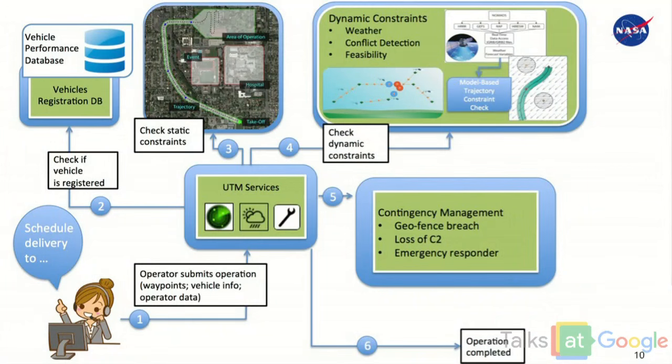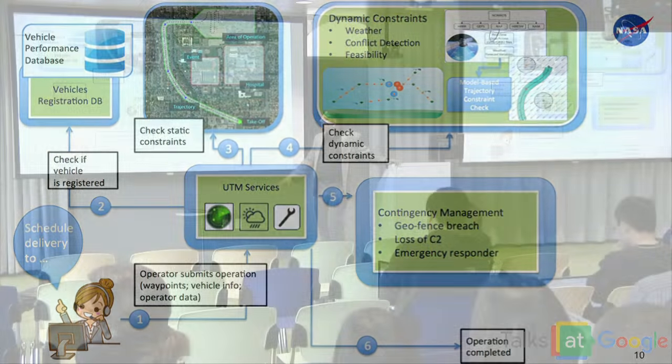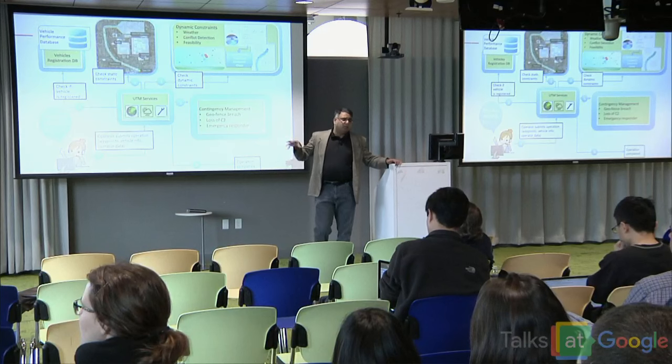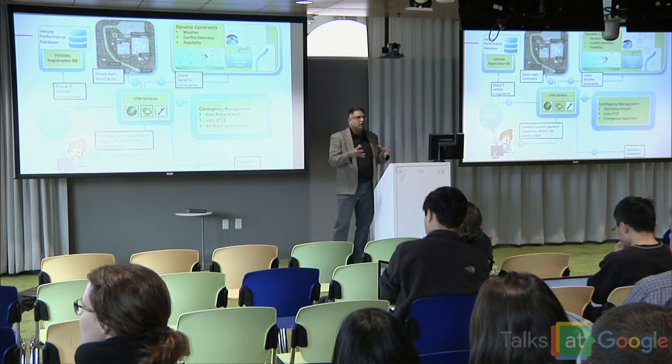This cartoon gives an idea of the different steps involved in submitting the flight plan, then checking through the UTM type of services. And these are, by the way, not monolithic services. A number of operators can have their own UTM type of services, and they can connect with each other. The operator will submit the flight plan or trajectory. It can be a scheduled one, or it can be on demand.